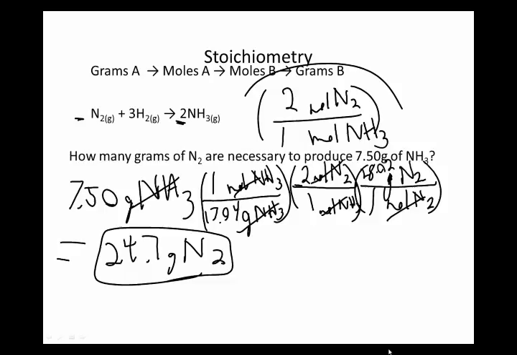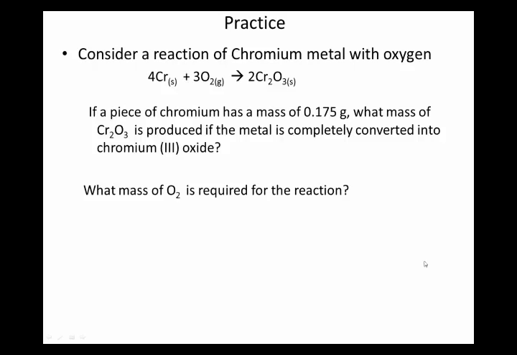So that is basically what I've shown you, basically how stoichiometry works. So I want you to pause it and try this problem here, and then we'll move on. Okay, so there's 2 parts to this problem. A piece of chromium with mass 0.175 grams of chromium, right? What mass of chromium 3 oxide is produced if the metal is completely converted to chromium 3 oxide?